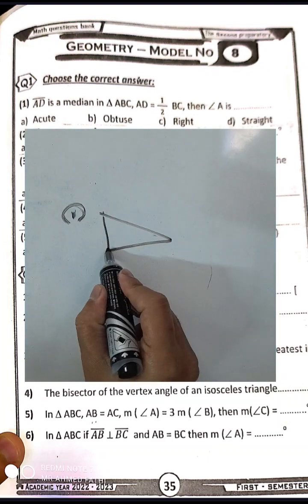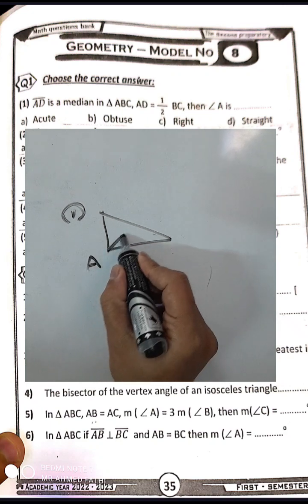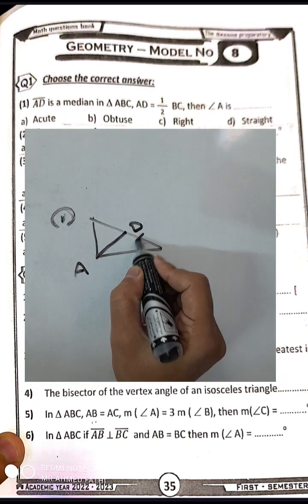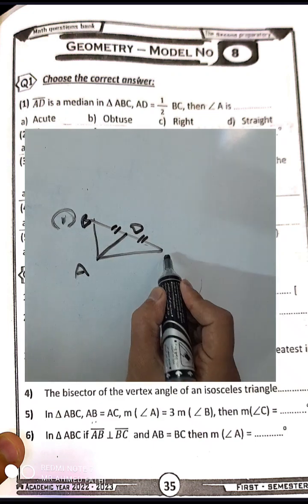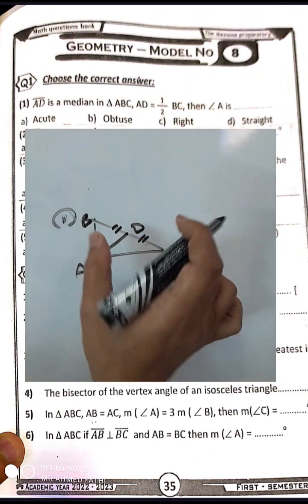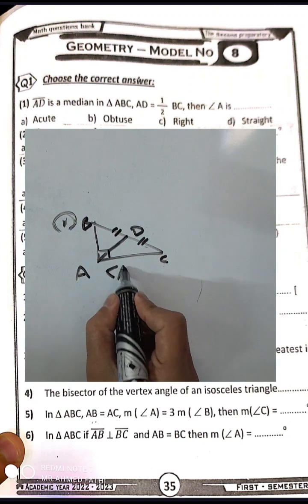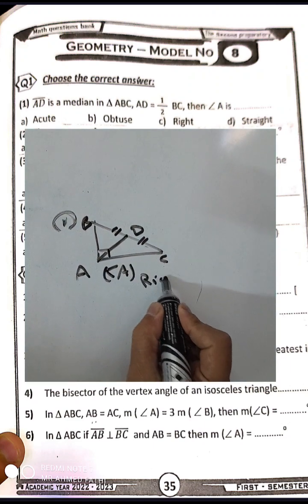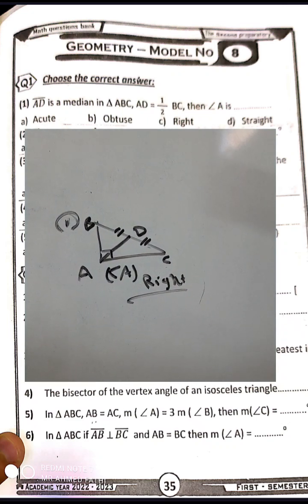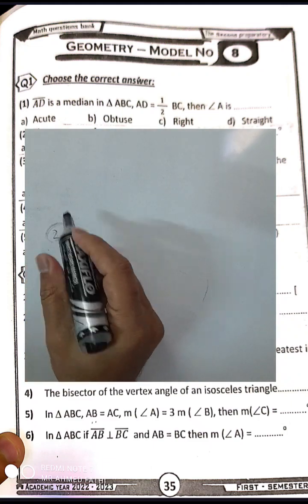Okay, then we have AD is the median in triangle ABC, and ED is half of BC. Then angle A will be a right angle. The measure of angle A will be 90 degrees. Okay, next, question number 2.